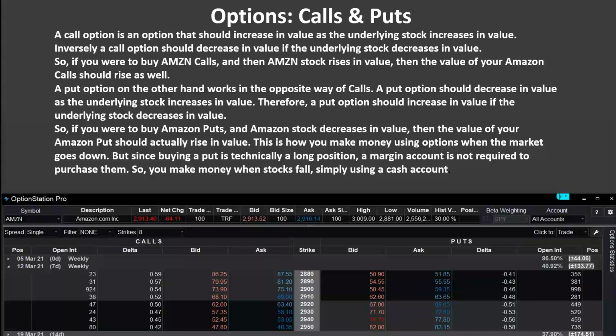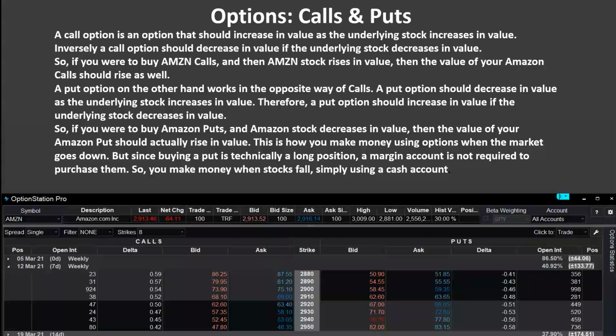So if you were to buy Amazon calls and Amazon stock rises in value, then the value of your Amazon calls should rise as well. They will rise. It's just, I say should, because if you buy the incorrect options or you don't understand exactly what you're looking at, sometimes they won't go up in value. But if you pay attention to what I show you and how I teach these options, you won't have that problem.